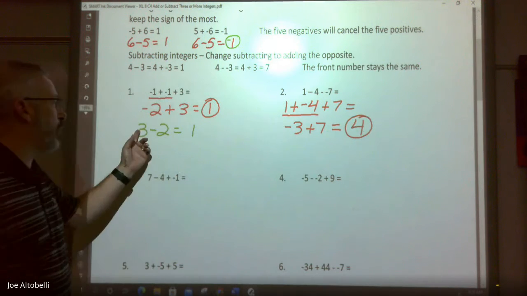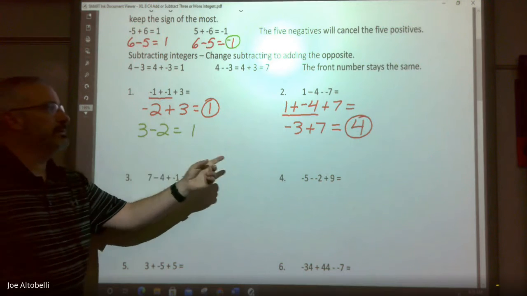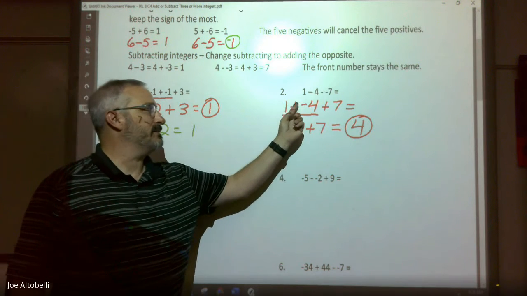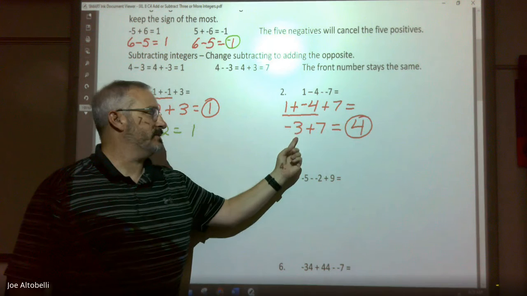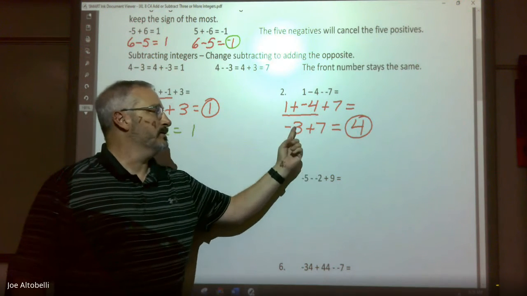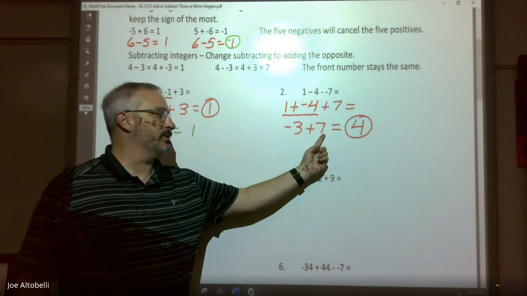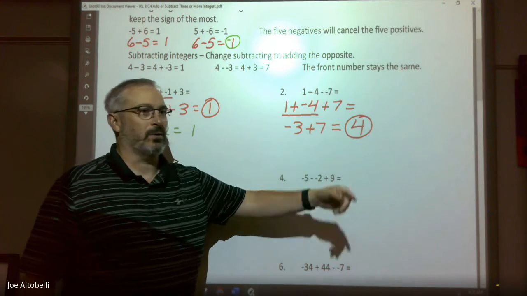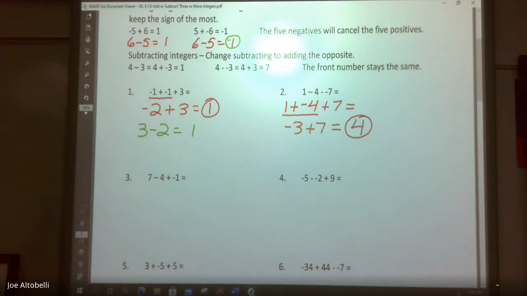Now, I didn't show this step here, but the one positive is going to cancel with one of the negatives. So you still have the 3 negatives left over. And then here, the 3 negatives are going to cancel with the 3 positives, leaving you with the 4 positives left over. Go ahead, number 3.